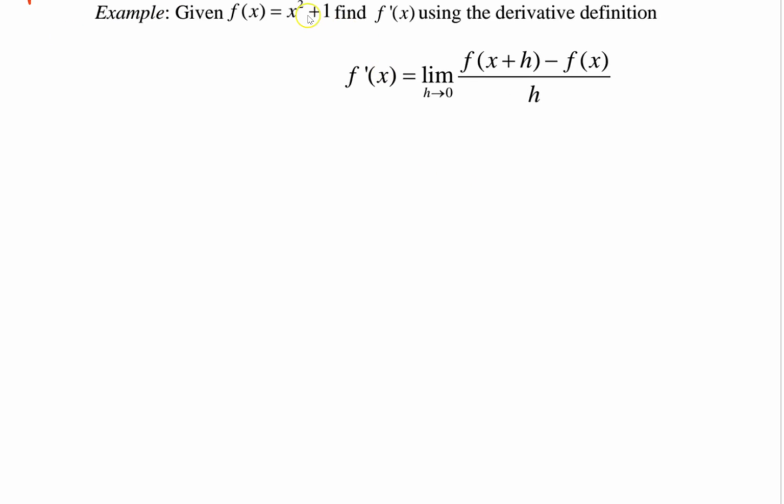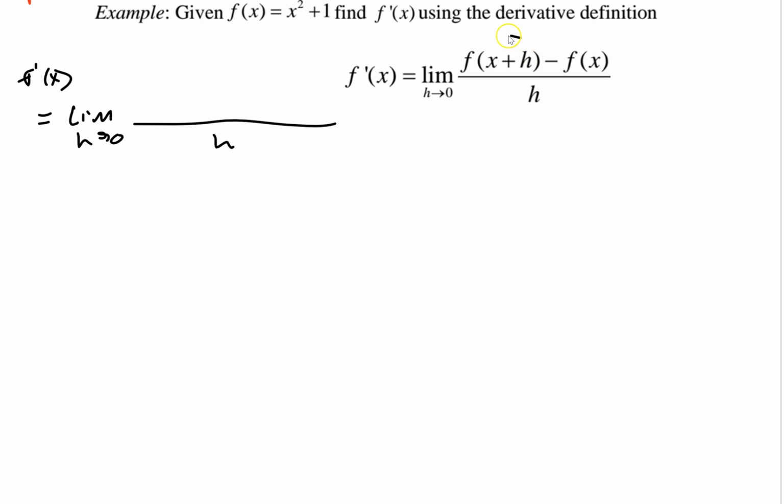Let's find the derivative of this function here, x squared plus 1, using the definition of a derivative, the limit definition of a derivative. So this is the way this works. I'm going to write down f prime of x. Now, let's write the limit down: limit as h approaches 0. On the bottom, it's just h. That's just a variable. It could be x, it could be a, it could be w. They choose h, so it's h.